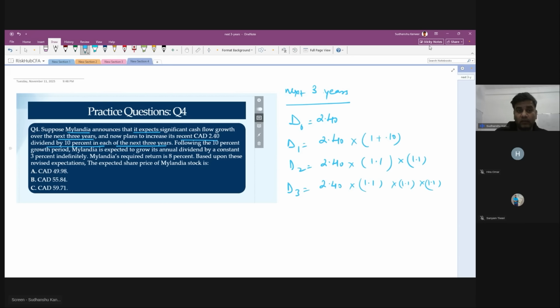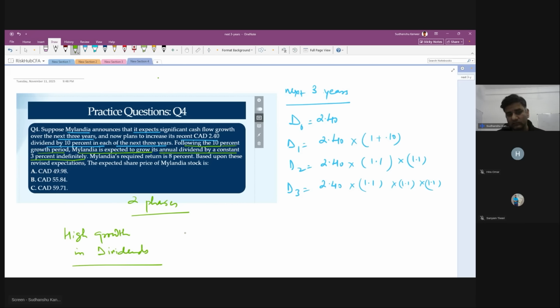Now the language is twisting here. Following the 10% growth period, Milandia is expected to grow its annual dividend by a constant 3% indefinitely. So you are now seeing that there are basically two phases. One phase is of high growth in dividends.